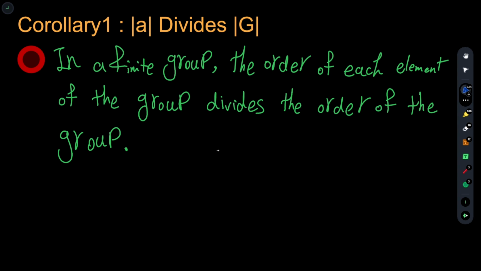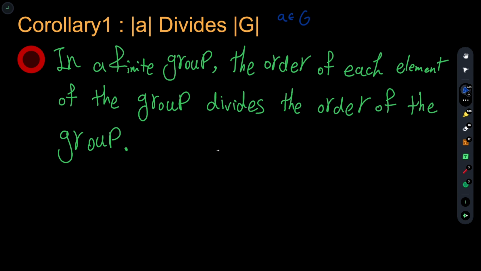So this is the first corollary. The order of a, which belongs to G, divides the order of group G. The complete statement is right here. In a finite group, the order of each element of the group divides the order of the group.